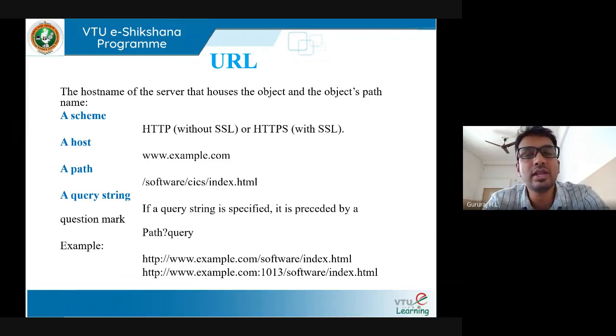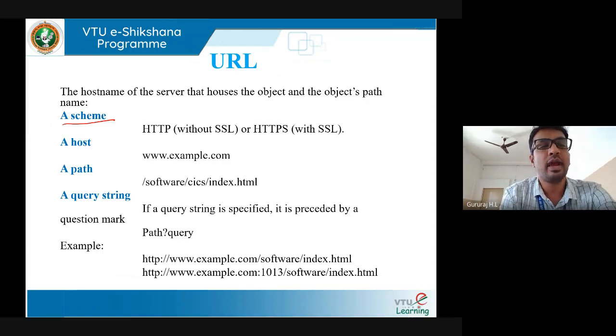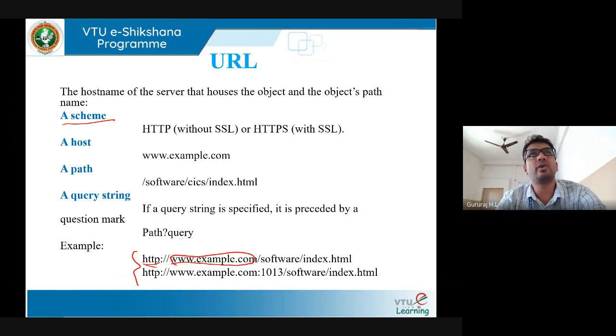That URL can be divided into a number of entities. The first part is called the scheme. What is the scheme here? The protocol HTTP is called the scheme, and we can take an example here, with the help of which I can explain the complete parts of a URL. What is the host here? That is the exact domain, www.example.com. This is your host. If I want to be very specific in taking the data, that specific path is called the path.